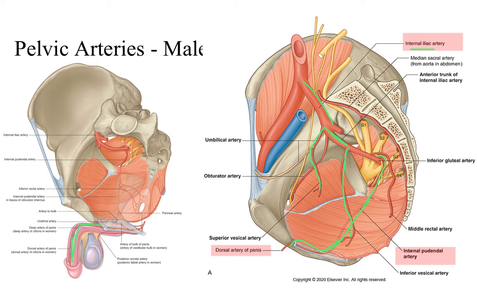Other arteries of note include the artery of the bulb of the penis coming here within the perineal membrane, another artery of the bulb of the penis. And remember that bulb of the penis is within the perineal membrane, or attached to the perineal membrane, so that's where you're going to expect to find those arteries. And then we have the perineal artery, which is going to branch and go to the posterior scrotal artery and surrounding tissues and skin.